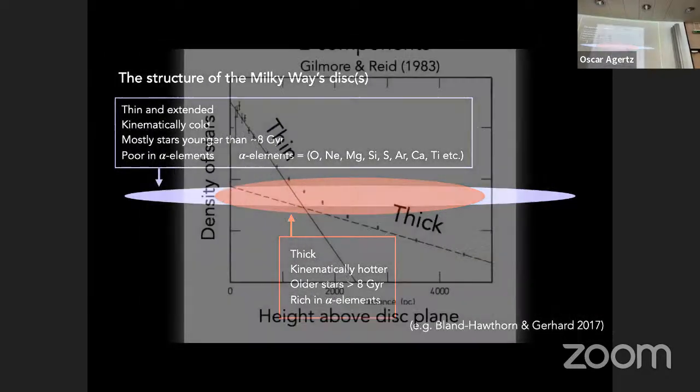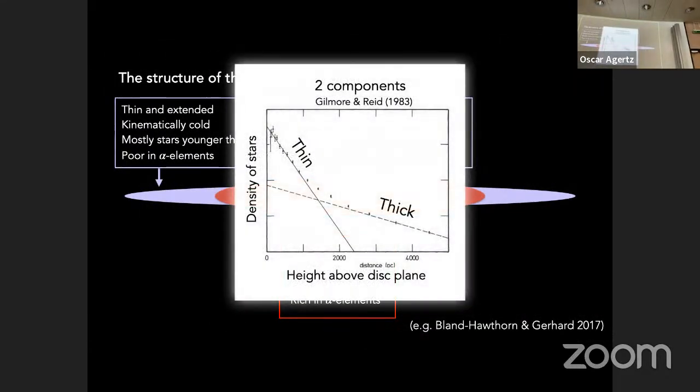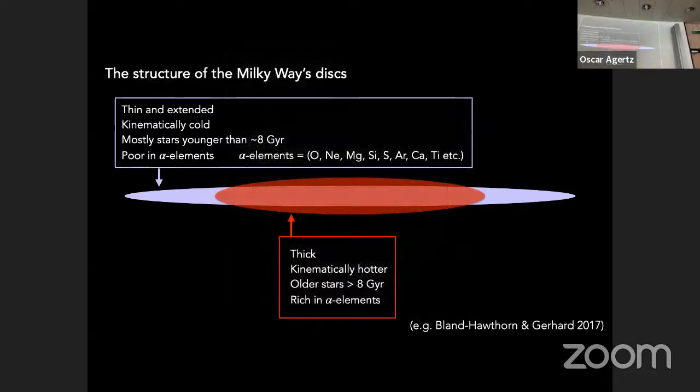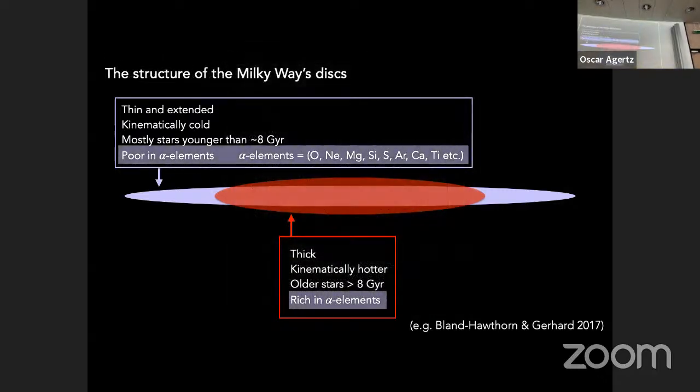The thick and thin disk, we've known about this for a while. Gilmore and Reid did this in the early 80s, just from star counts. If you look at the density of stars versus height above the disk plane, there are clearly two components. There's a thin disk with some scale height, and the thick disk extends further out. The thick one we think is this old, early stellar disk that formed at high redshift, possibly. I'm now going to focus on the chemical imprints.